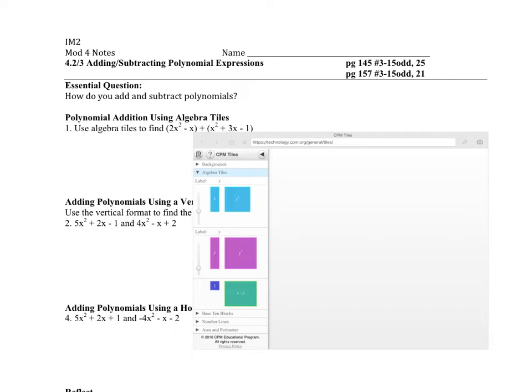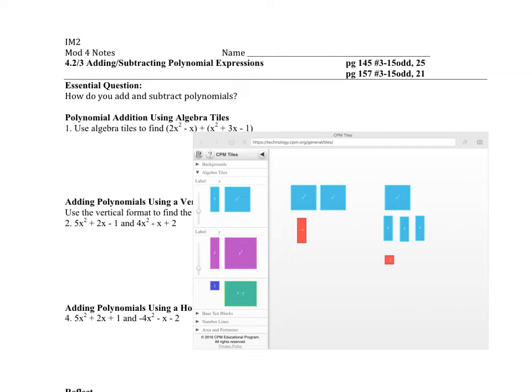All right, so looking at Algebra Tiles here, our first one we have 2 of these x squareds, and we have a single x, but it is a negative x. And then our second one, we have 1 x squared. We have 3 x's, and then a single 1, and it is a negative 1.